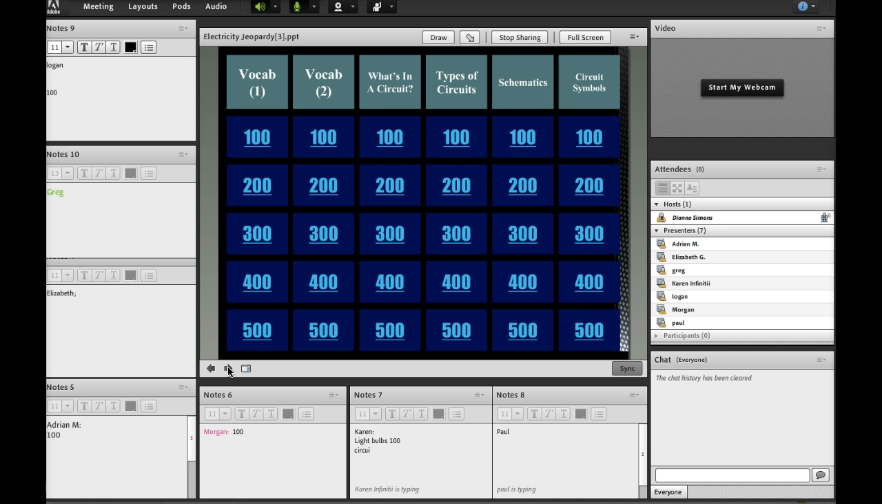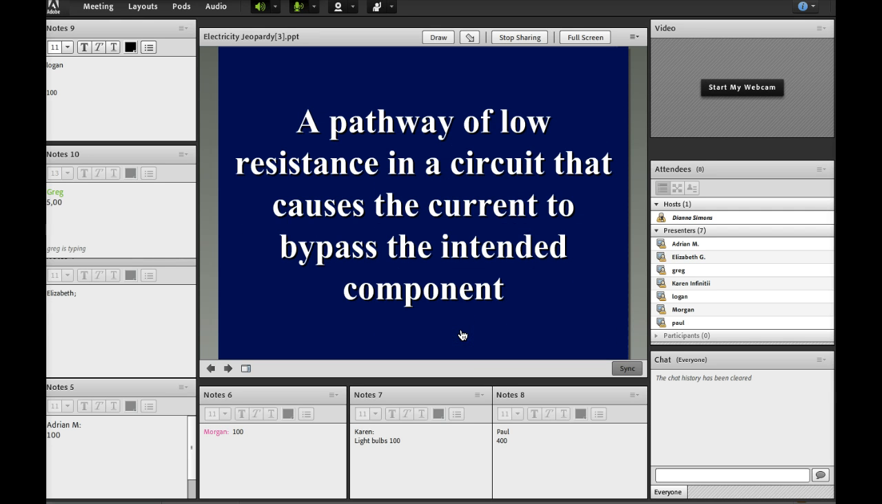Okay, so next we have Paul. What do you want? Types of circuits, 500. Types of circuits for 500. Okay, you ready? A pathway of low resistance in a circuit that causes the current to bypass the intended component. This one's hard.